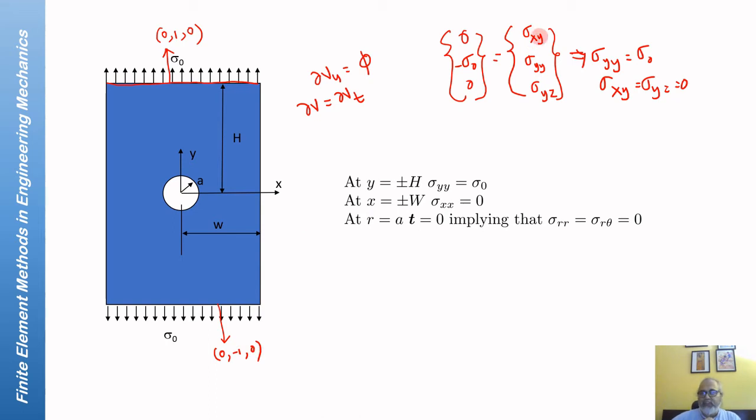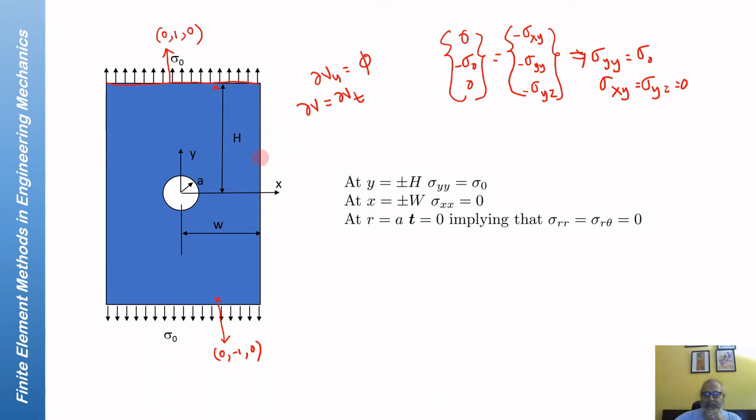So you will have sigma xy minus sigma xy, you will have minus sigma yy and minus sigma yz, which will tell you again that sigma yy is equal to sigma naught, and sigma xy, sigma yz are equal to 0. So at a point right next to this, you must have sigma yy equal to sigma 0.